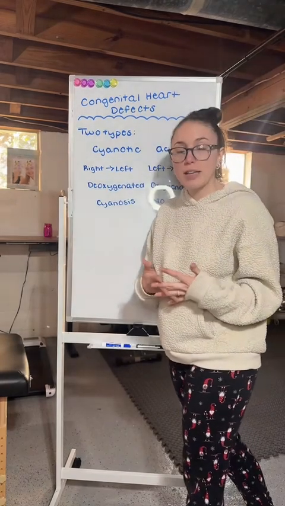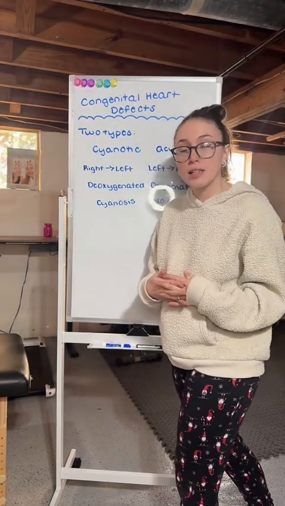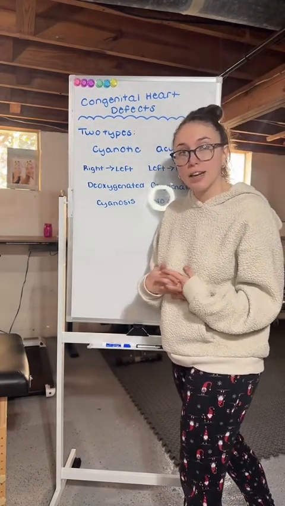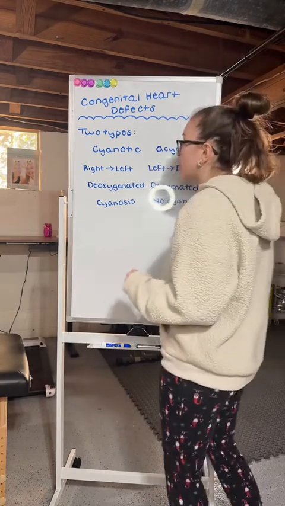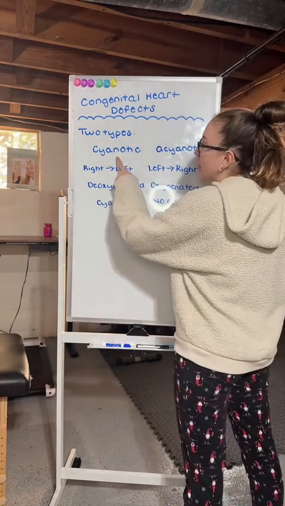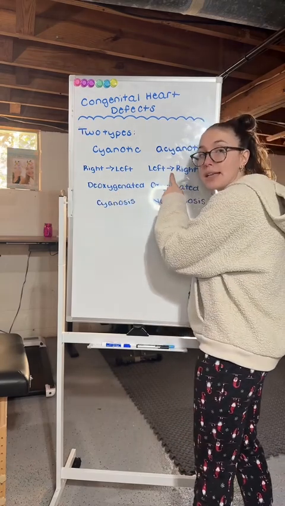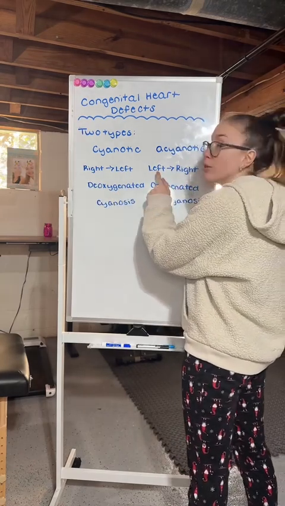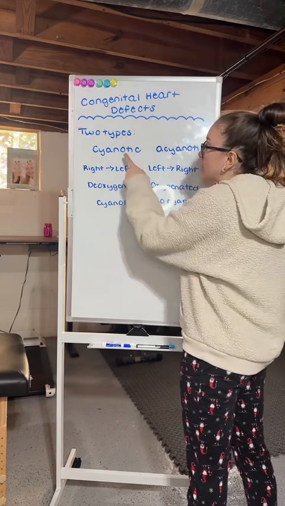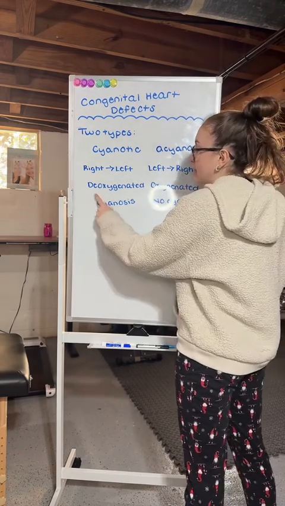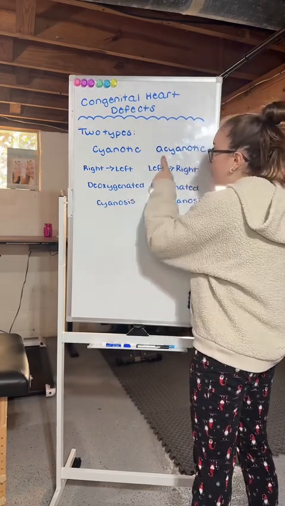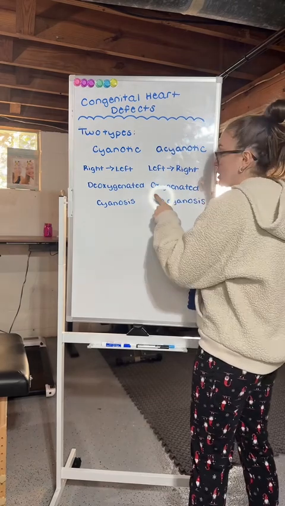Congenital heart defects can be classified into two categories, cyanotic and acyanotic. There are some differences between them. So for starters, in cyanotic, the blood flows from right to left, whereas it's opposite in acyanotic, so the blood flow is going from left to right. In cyanotic types, the blood is deoxygenated, and in acyanotic, it's the opposite. Once again, it is oxygenated.